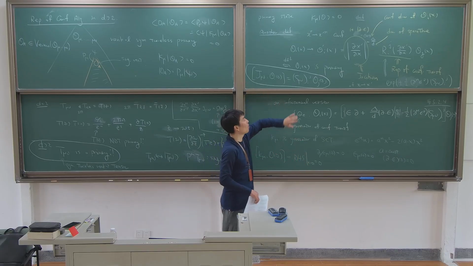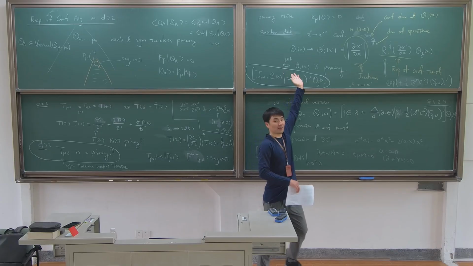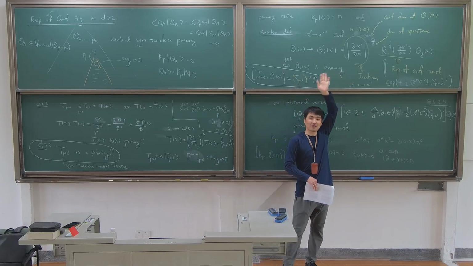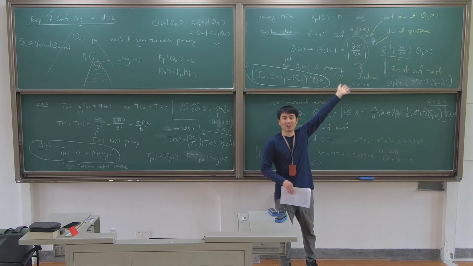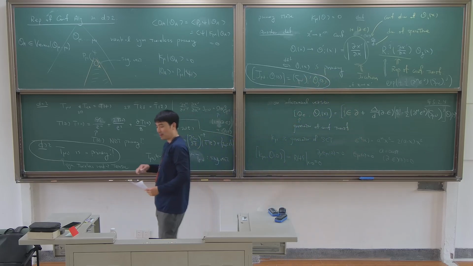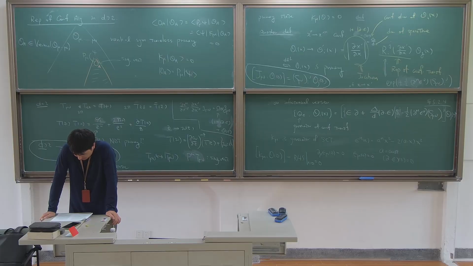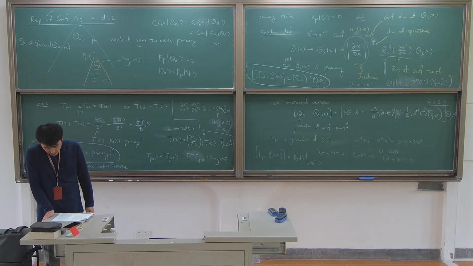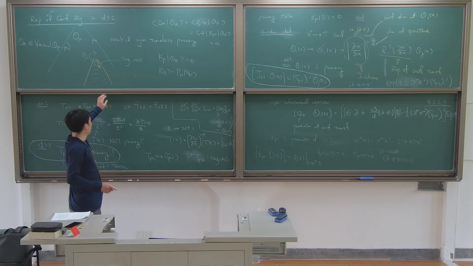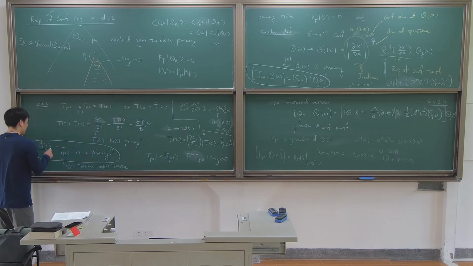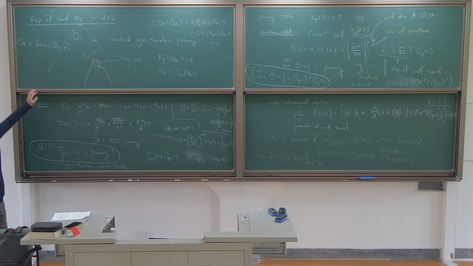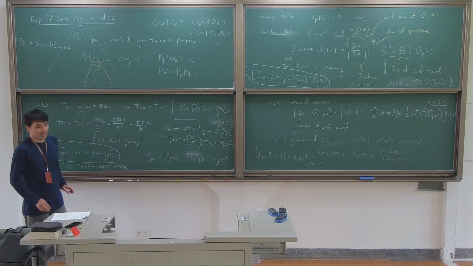But the global version of the primary field should transform like this. That's a globally well defined primary field. This is something I didn't explain properly. So now the question is why this is the case when d is greater than or equal to 2.